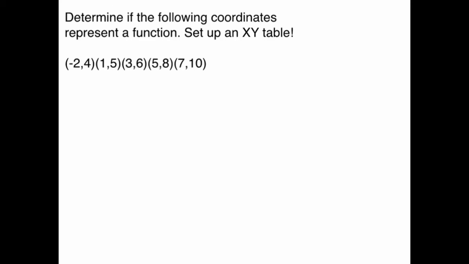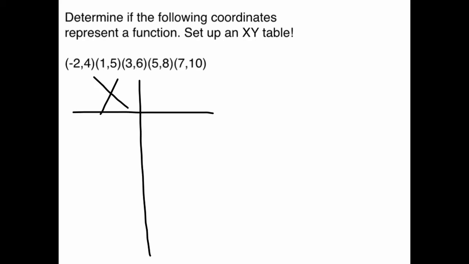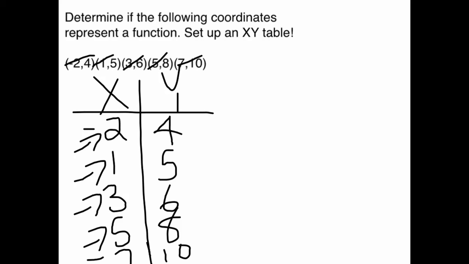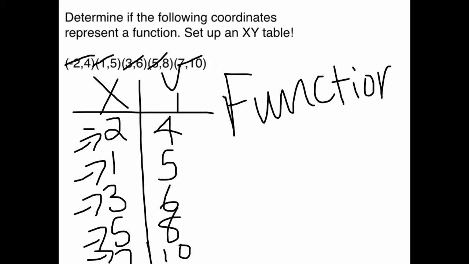Okay, so this one's asking us, determine if the following coordinates represent a function. Whenever I see a line of coordinates like this, I always want to set up an x, y table and just fill it in, and then I can see if my x values repeat or not. Super easy. All I have to do is set up my x, y table, and then I can look at my values easier. So immediately I go through, I look at my x values, -2, 1, 3, 5, and 7. None of these x values repeat. This table, or this set of coordinates, is a function. Yay! Make sure that one's written down on your notes page.